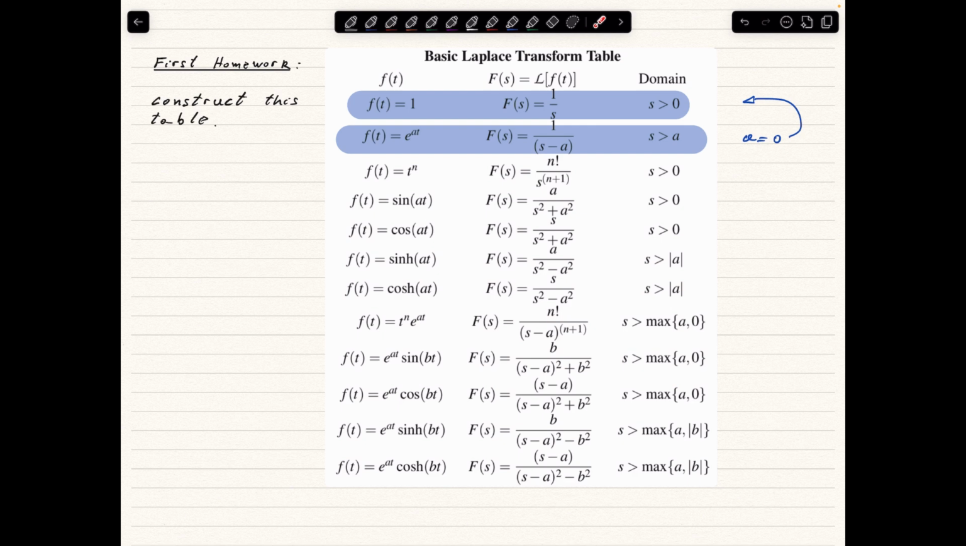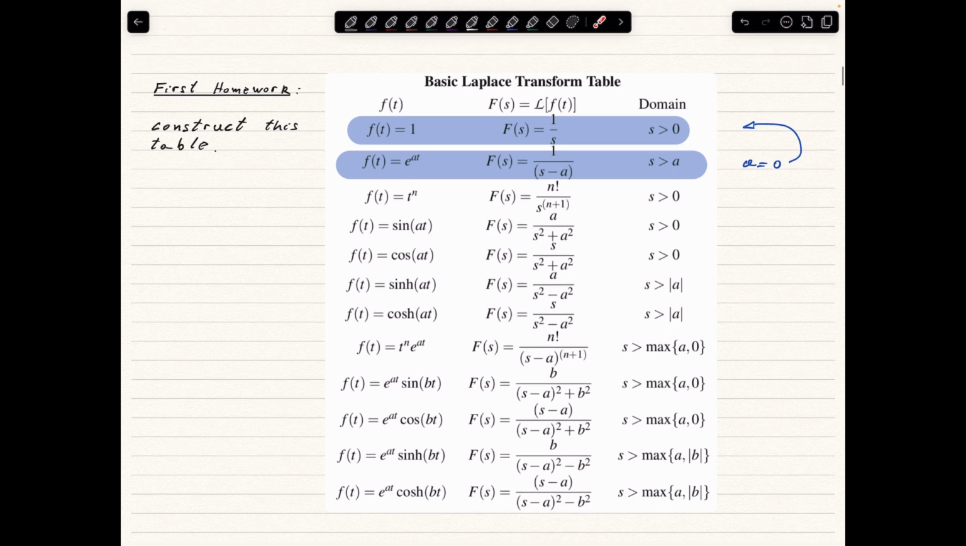So for example, the Laplace transform of t to the power n is going to be given by this function. The Laplace transform of a sine function is going to be given by that expression, and so on. Construct this table by doing the same calculation we have done for the exponential.